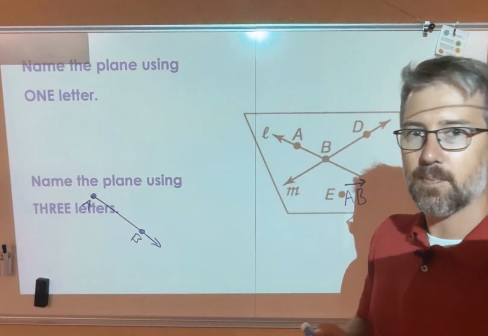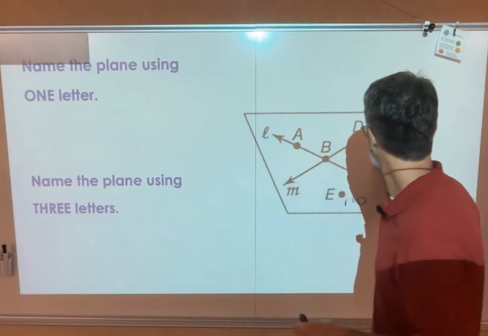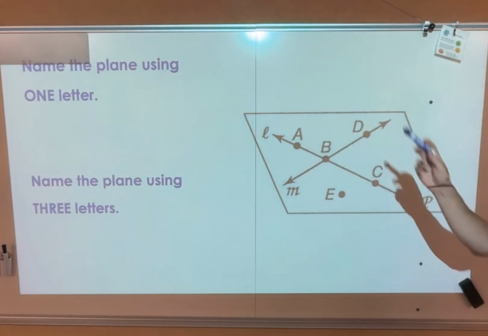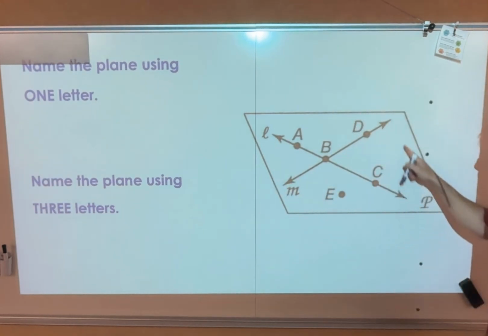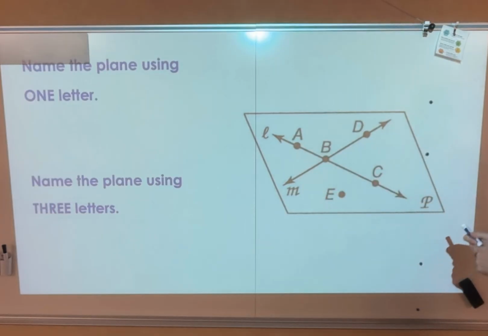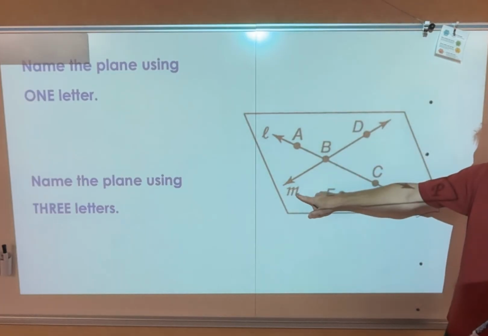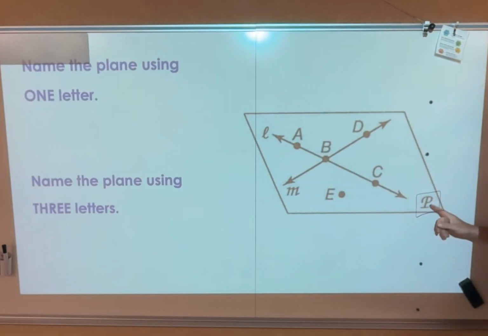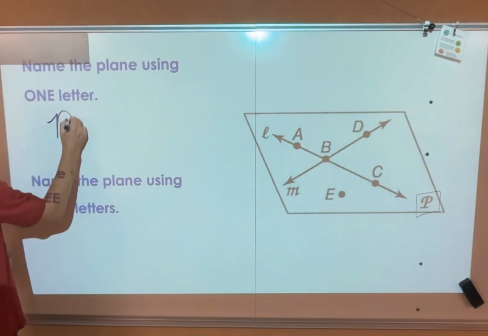All right, a couple of examples on labeling these things. We've got a diagram here. We've got a plane, a couple of lines through it. We want to name the plane using one letter. Well, we've got a lot of letters up here, but which letter is the one that actually counts? It's the capital letter in the fancy script that's in the corner. That indicates the entire plane. Not this M or this L or any of these regular capital letters, but this uppercase fancy P. So we would say P.